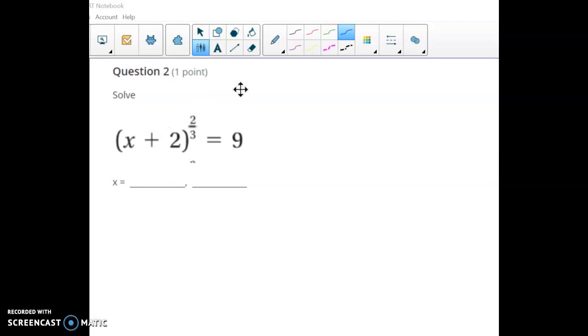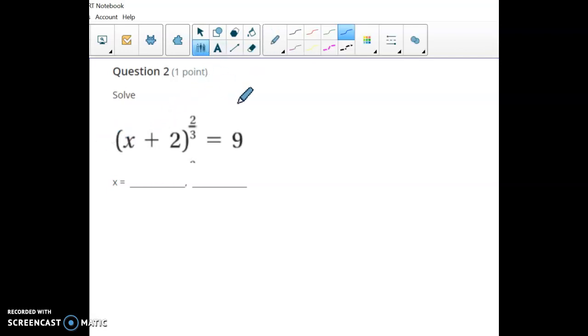All right, 6.5 homework day 2. This is problem 2. We want to solve this, and we have a fraction exponent. So normally I would isolate it first, meaning like if I had a 5 in front here, I would divide by 5 first, but it's already isolated.